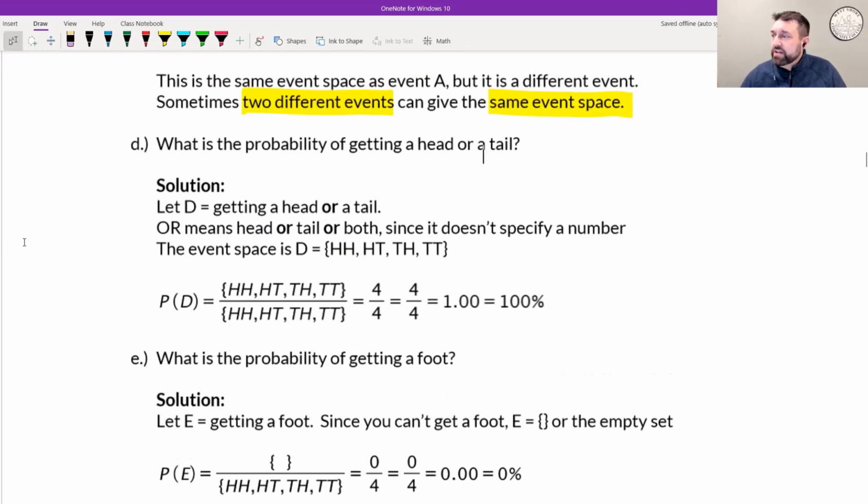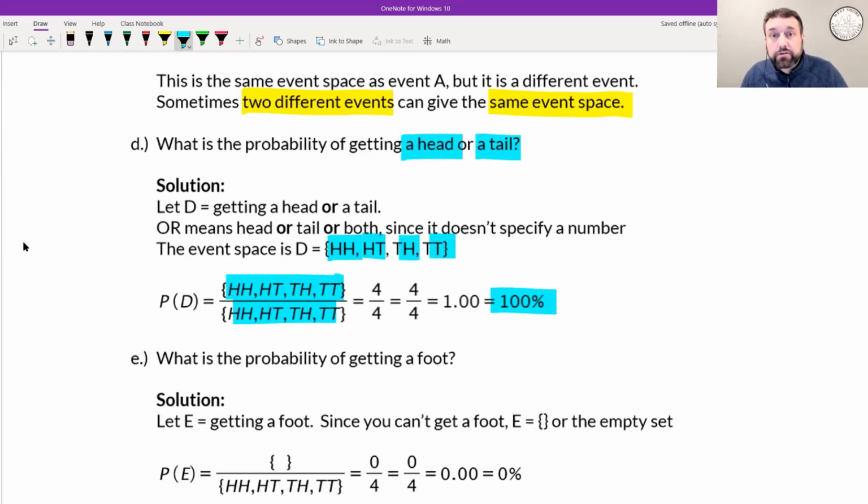What's the probability of getting a head or a tail? So you flip 2 coins. What's the probability of getting a head or a tail, that the event space has a head in it or a tail? Well, all 4 have that. And so it's 4 out of 4, or 100%. If you flip 2 coins, there is a 100% chance that you will get either a head or a tail. It's guaranteed to happen, okay?